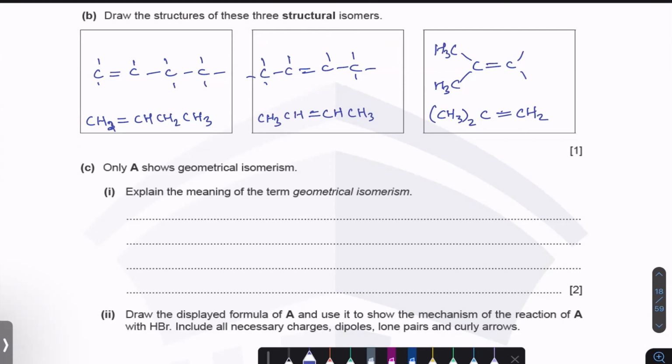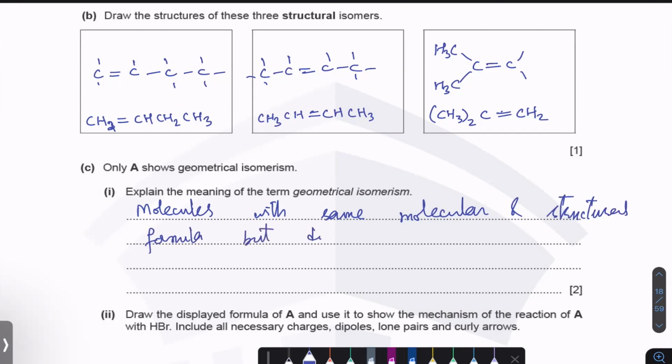Explain the meaning of geometrical isomerism. Geometrical isomerism are molecules with same molecular and structural formula, but different arrangement in space. लेकिन ये तो स्टेरियो आइसोमरिज्म की बात है. How is geometrical isomerism connected with this? Due to carbon carbon double bond. अगर आप खाली यहां तक लिखते हो ना, आपको 1 मार्क मिलेगा, बिकॉज आपने स्टेरियो आइसोमर्स की डेफिनेशन दी है.